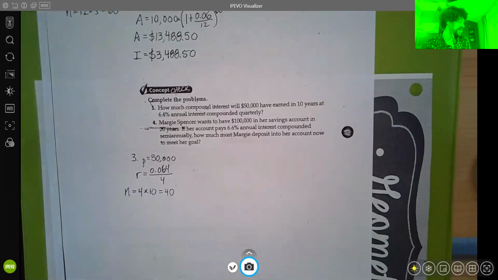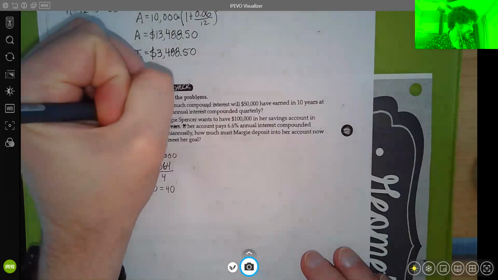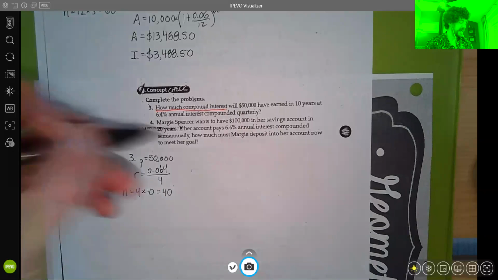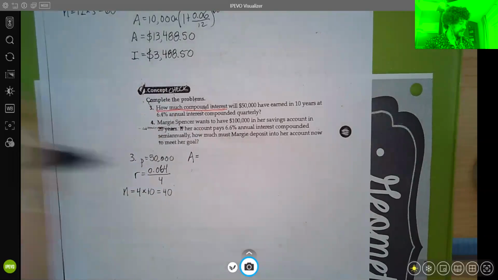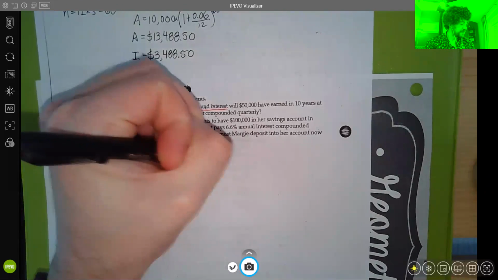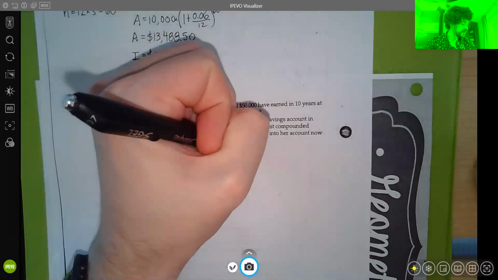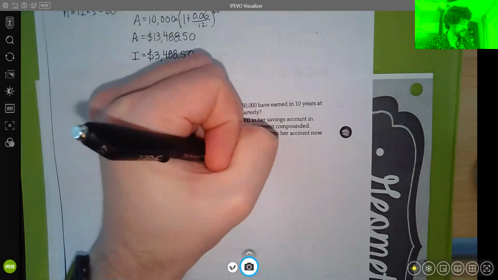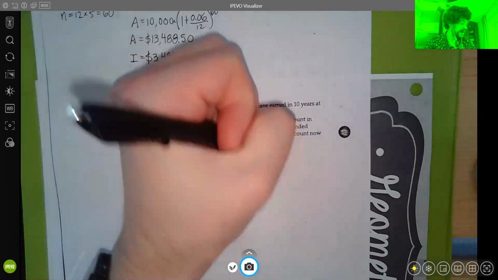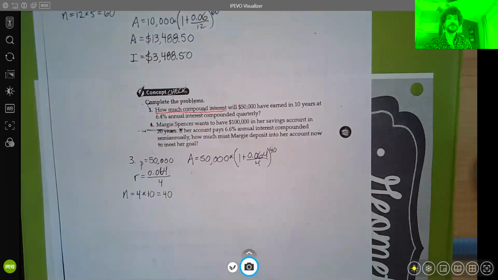So we're trying to figure out, first of all, how much compound interest as well. So this one, how much compound interest, means we're only solving for I on this one. But in order to get I, we have to get the amount first. We have to get A first. So A equals 50,000 multiplied by 1 plus the value of r, 0.064 over 4, to the 40th power.